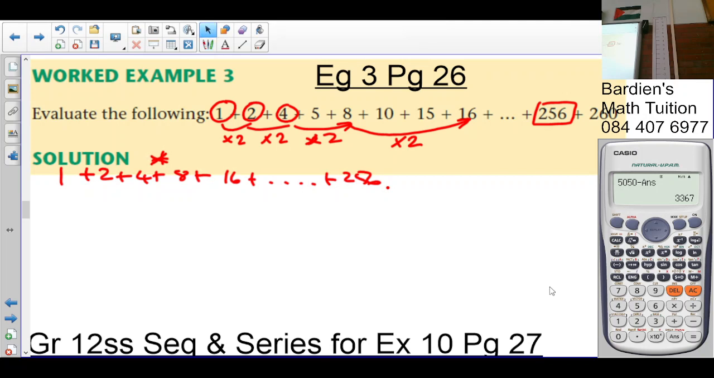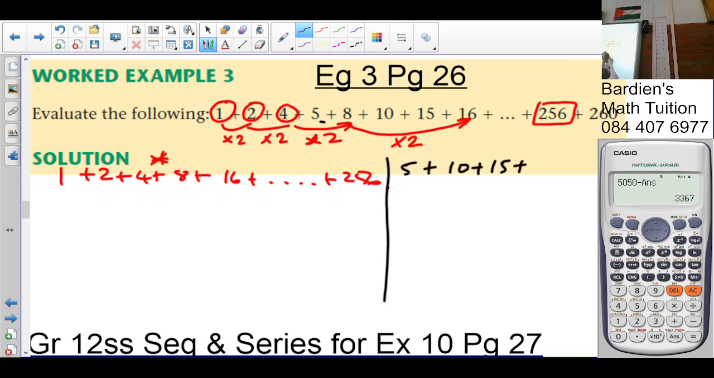If we look at the other pattern, we got 5, 10, 15. Of course, the next one is 20 and so on. And the last term is 260. So that's your second pattern. So as you can see here, we've got a 2-in-1 combination here.